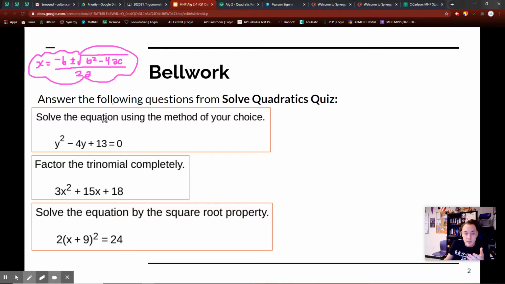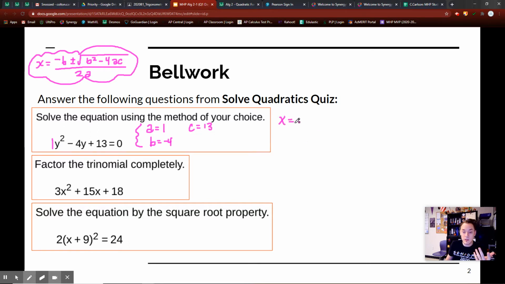Obviously my a is just 1 here, so if we label our values, my a is 1, my b is -4, and my c value is 13. As I start going through this, you're going to start seeing something very interesting. First, I'm not going to factor it because there's no factors of 13 besides 1 and 13, and obviously 1 and 13 do not add up or subtract to -4. So I can't factor this beast. I need to do something different, and so that's why I chose the quadratic formula.